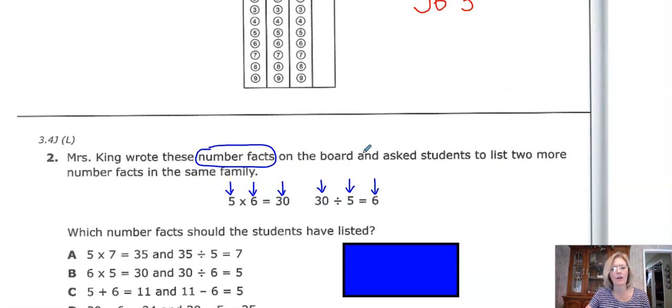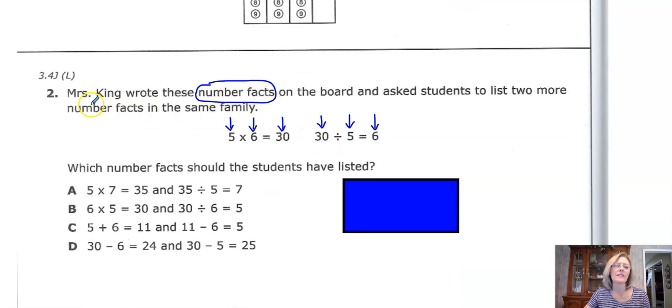Now my next problem is number 2. And this one says, Mrs. King wrote these number facts on the board and asked students to list 2 more number facts in the same fact family. Now, if you're talking about a fact family, first of all, we need to notice the operations. We have a multiplying and a dividing. Good. Those belong in the same family. Multiplying and dividing are a family, and then adding and subtracting are a family. We don't mix those families when we're talking about facts in the same family.